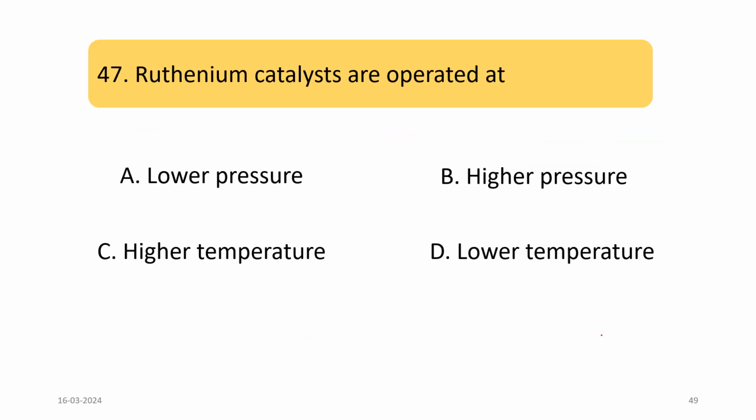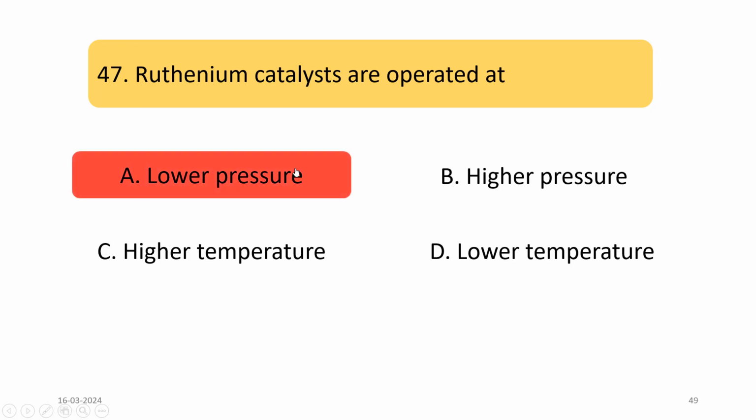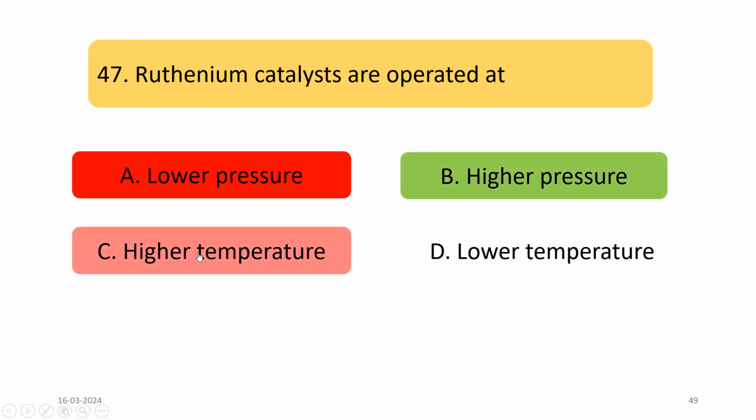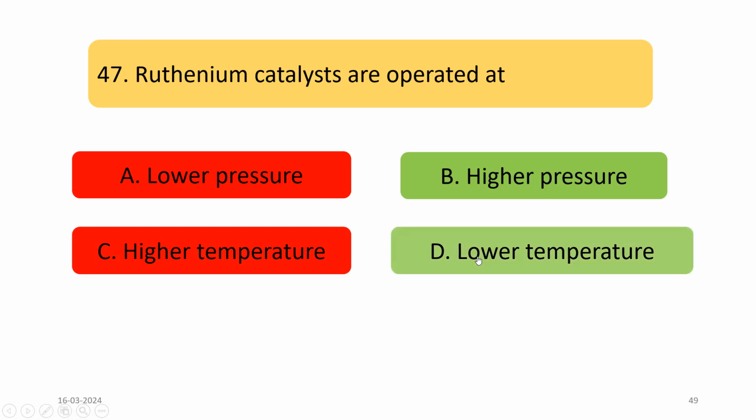Next question: ruthenium catalysts are operated at lower pressure, higher temperature, or lower temperature? Lower pressure is wrong; higher pressure is right. Higher temperature is also wrong, but lower temperature is right. So ruthenium catalysts in FT process are operated at lower temperature but high pressure, and they produce higher molecular weight hydrocarbons.